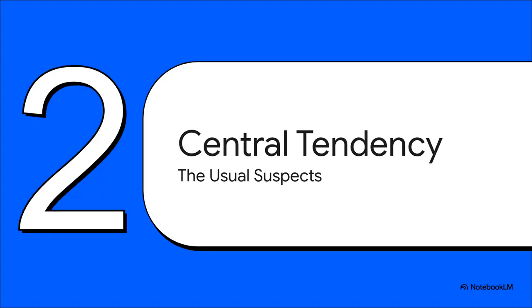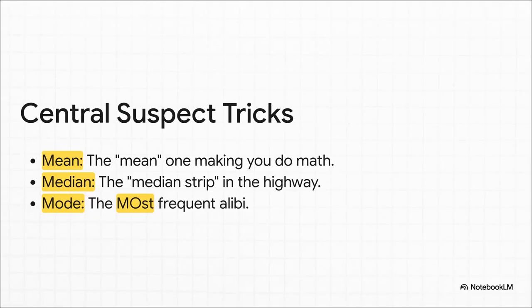Section 2. Finding the central tendency, the usual suspects. We'll begin our inquiry by deploying our mathematical magnifying glass to find the exact center of our evidence. Now, you can keep your wits sharp in the field with these really simple memory tricks. The mean is the "mean" one, simply because it forces you to actually do the math. The median is just like the median strip on a highway, cutting the data perfectly down the middle. And the mode? Well, think MO for most frequent. It's basically our suspect's most repeated alibi.